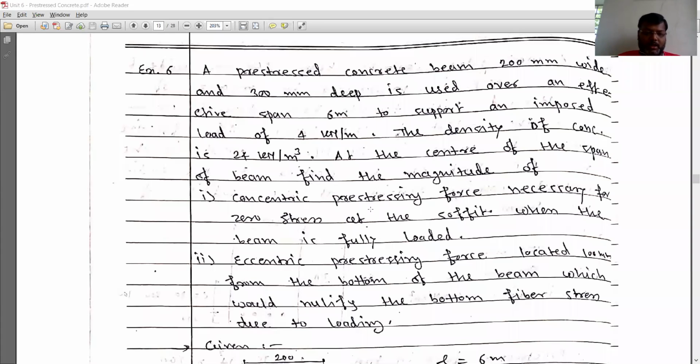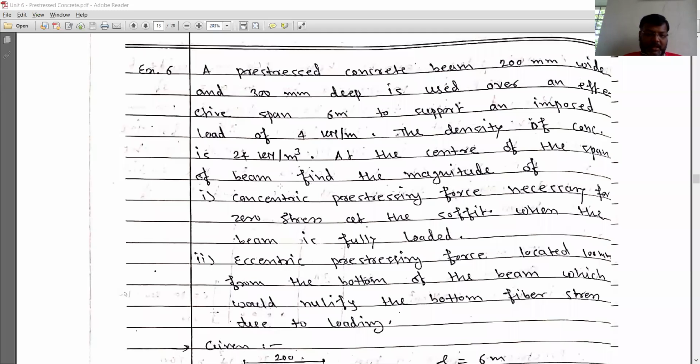And second case is eccentric pre-stressing force located at 100 from bottom of the beam, which would nullify the bottom fiber stress due to the loading. Nullify means, again, the stress at bottom should be equal to zero.